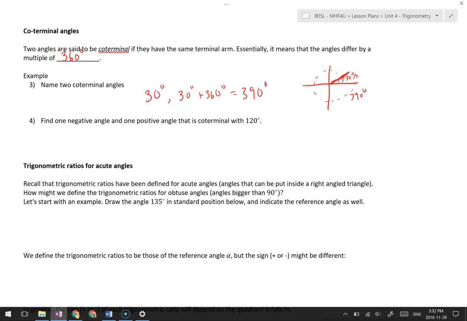I could have rotated in the other direction and got negative 330 degrees. And so there are infinite coterminal angles to any angle. You just keep adding 360, 720, and so on.